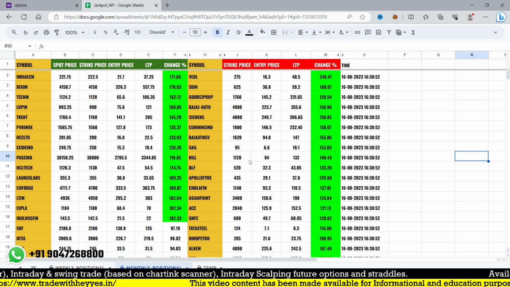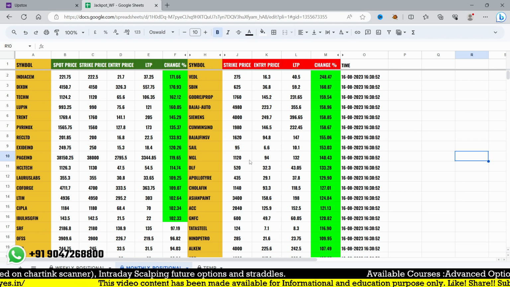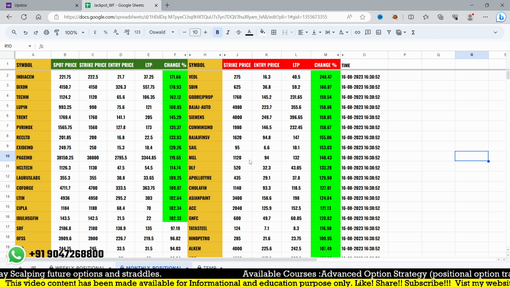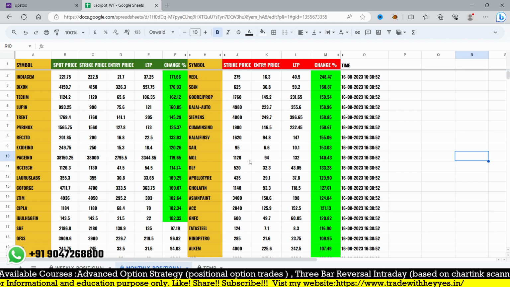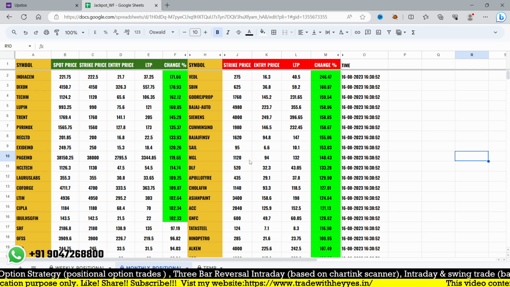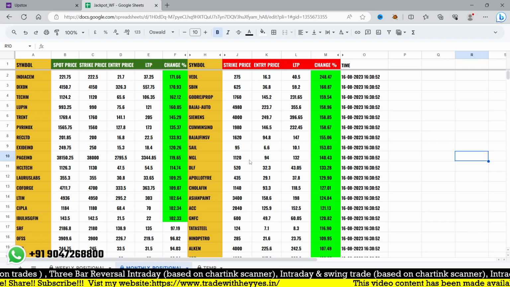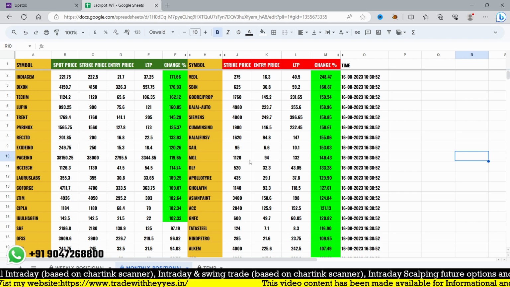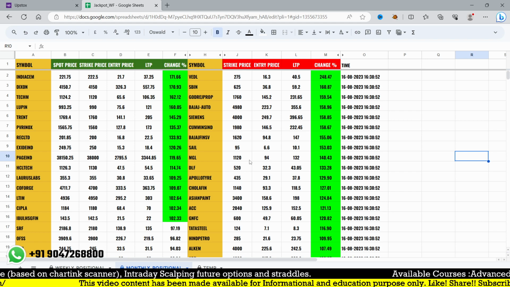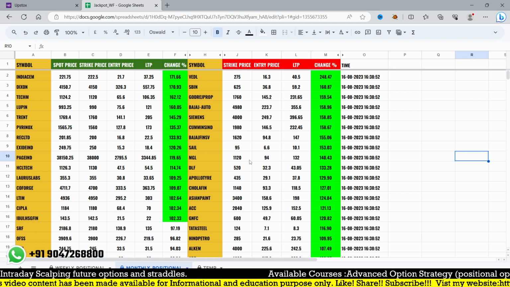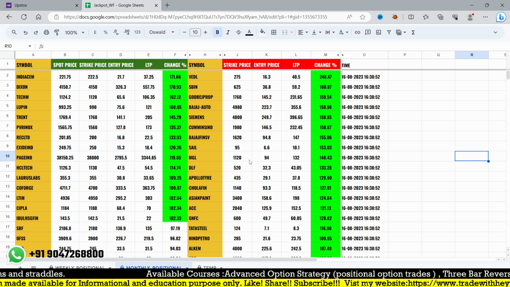First thing, if you have many questions about this Google Sheet scanner, it's a scanning tool which filters out among all 184 F&O stocks, and it will be filtering based on some logic we have. Based on that logic, the option strike price selection and the calculation will be done and updated on this sheet.